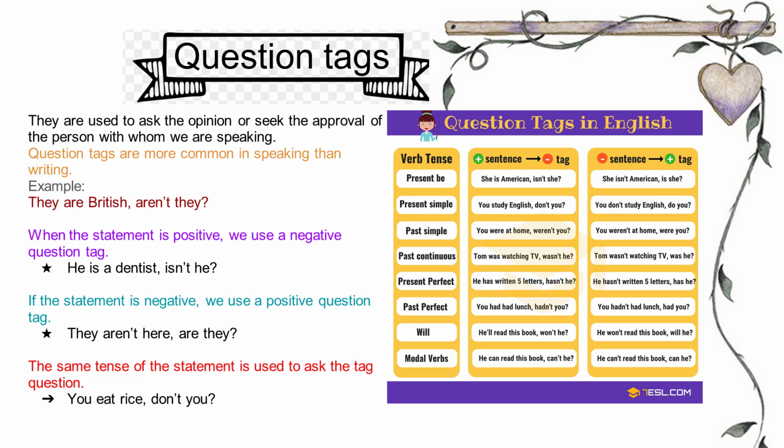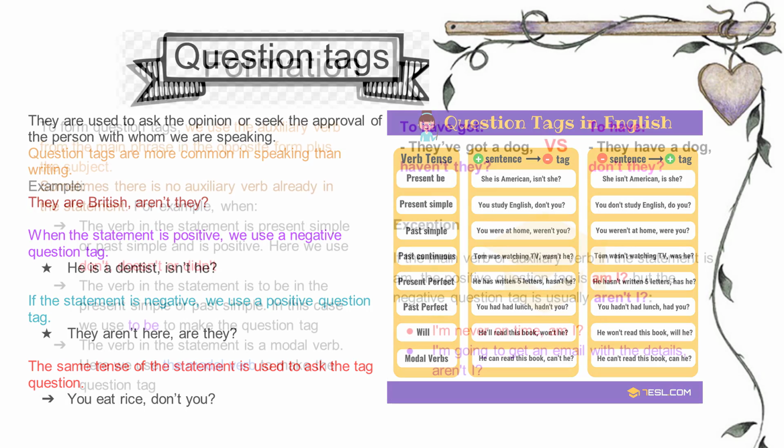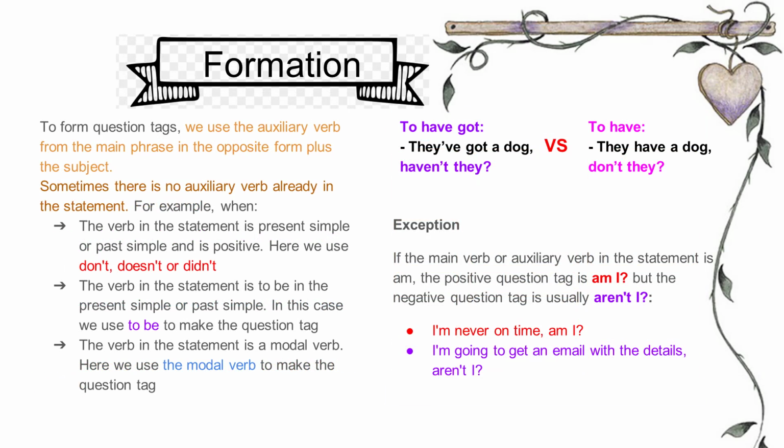It is important to emphasize that the same tense of the statement is used to ask the tag question. For example, you eat rice, don't you? This statement is in the present simple, so we use the auxiliary do to make our question tag. To form a question tag, we use the auxiliary verb from the main phrase in the opposite form plus the subject.